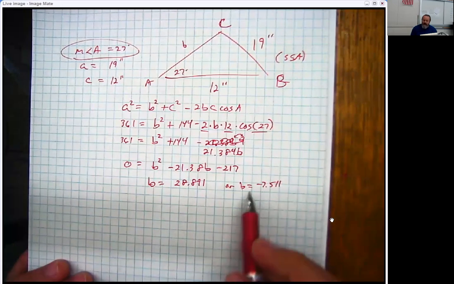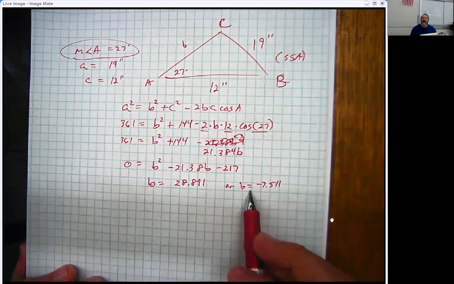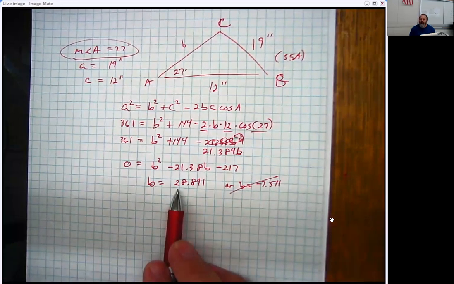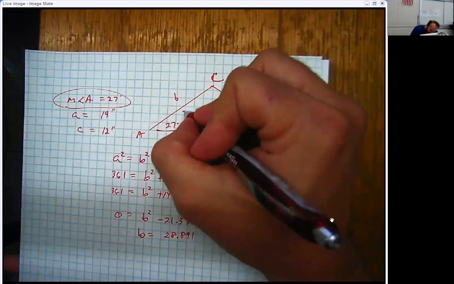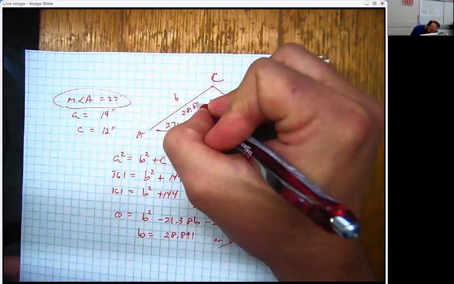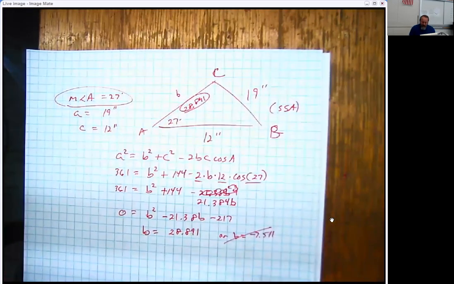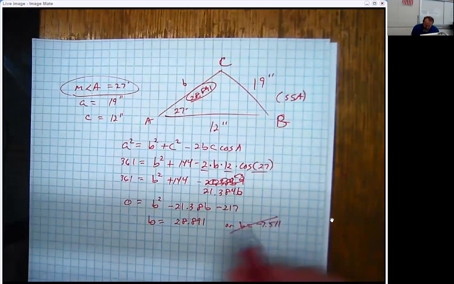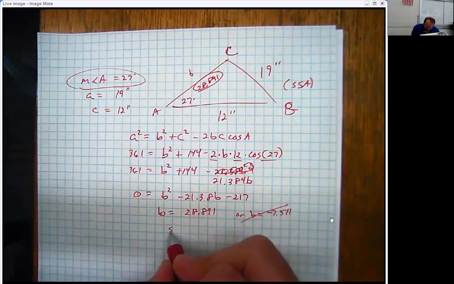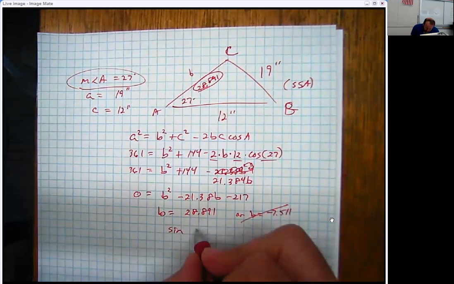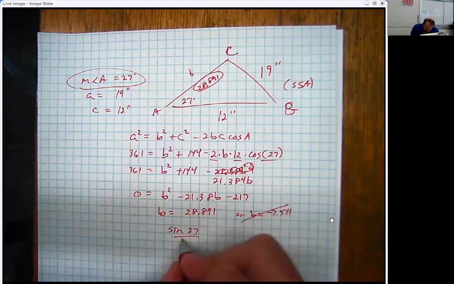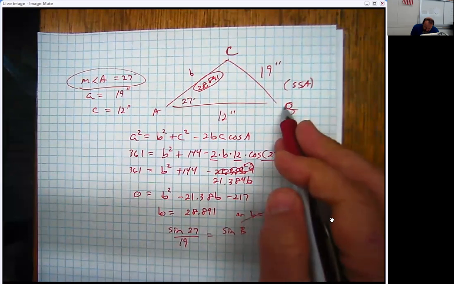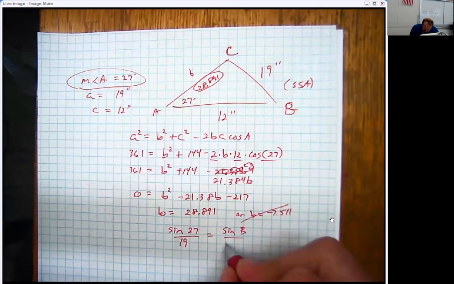Well, clearly there is no way I can have a triangle that has a negative side length. So that's crazy. So b doesn't have two options, it has one. Now I could put that up here at 28.891. But what you're going to see now is that I can use the law of sines to finish, because I could then say that the sine of 27 over 19 would be the same as the sine of angle B down here over 28.891.